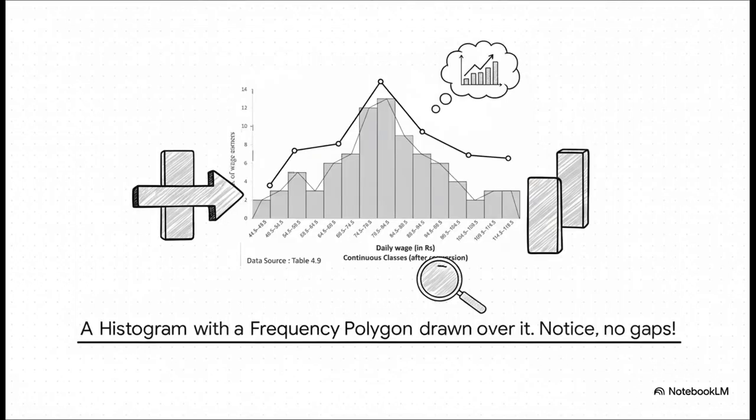So here's what a proper histogram looks like. See? All the bars are stuck together. Now, see that line graph drawn over it? That's called a frequency polygon. It's super easy to make. You just put a dot in the middle of the top of each bar and connect the dots. It's just another cool way to show the same information.